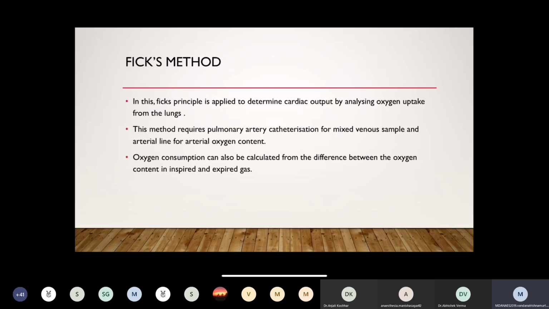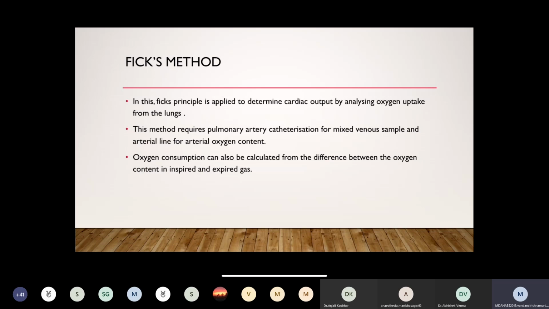Let's talk about Fick's method. This is a conventional method. In this, Fick's principle is applied to determine cardiac output by analyzing oxygen uptake from the lungs. This method requires pulmonary artery catheterization for the mixed venous sample and an arterial line for arterial oxygen content. But oxygen consumption can also be calculated from the difference between oxygen content in inspired and expired gases.